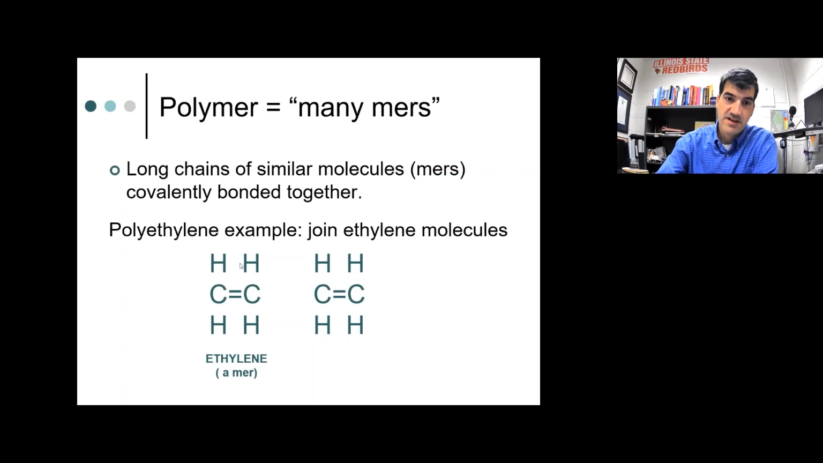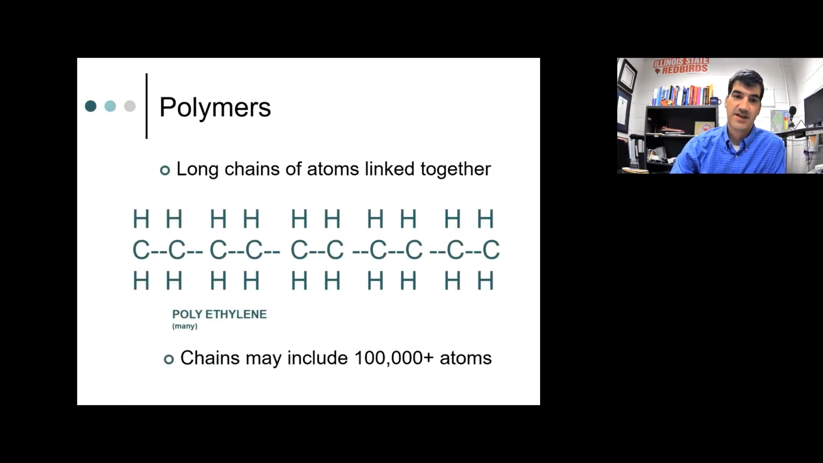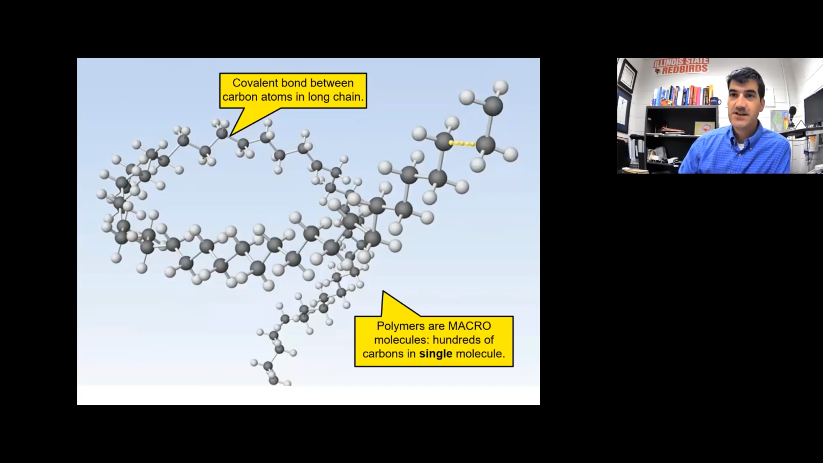Polyethylene is one example. Here's ethylene, and if you have a bunch of ethylenes all bonded together in a long chain, then you have polyethylene. So here's an example, that's polyethylene, and you can have these really long molecules in some cases that contain thousands of individual atoms. Here's another example. Polymers, you can kind of think of them as like a bowl of spaghetti, because they have these really long individual molecules.